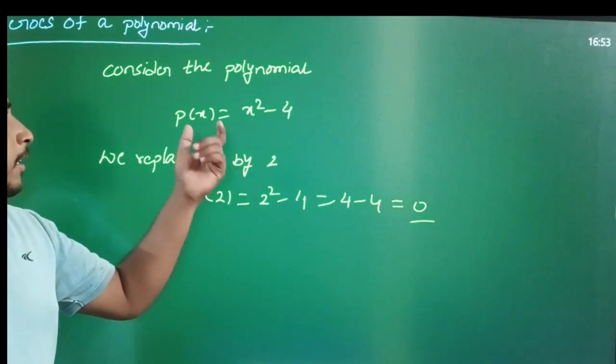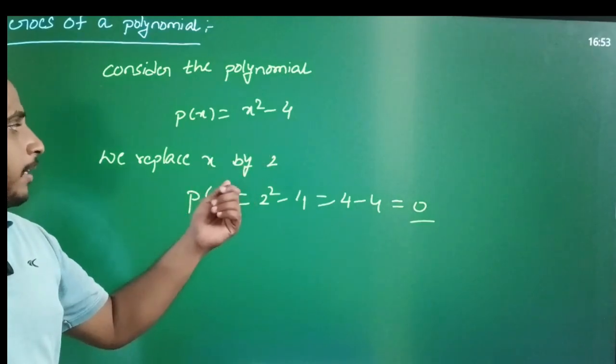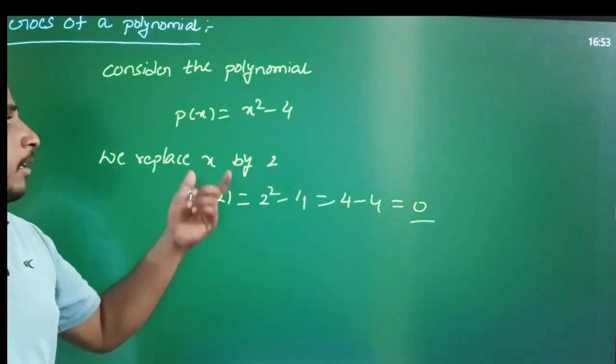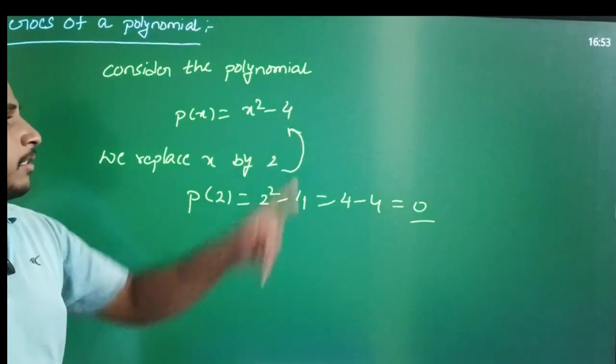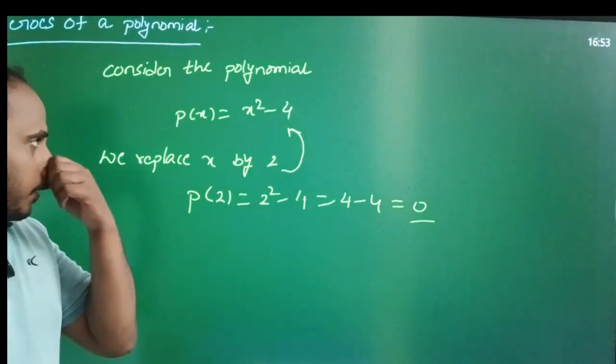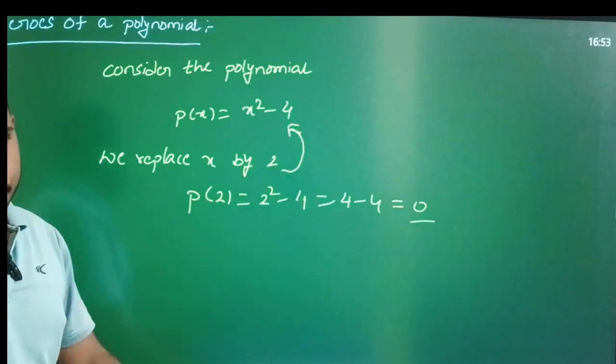Now, this gives the value 0. Here x square minus 4 is the polynomial, and 2 is the zero of the polynomial x square minus 4.